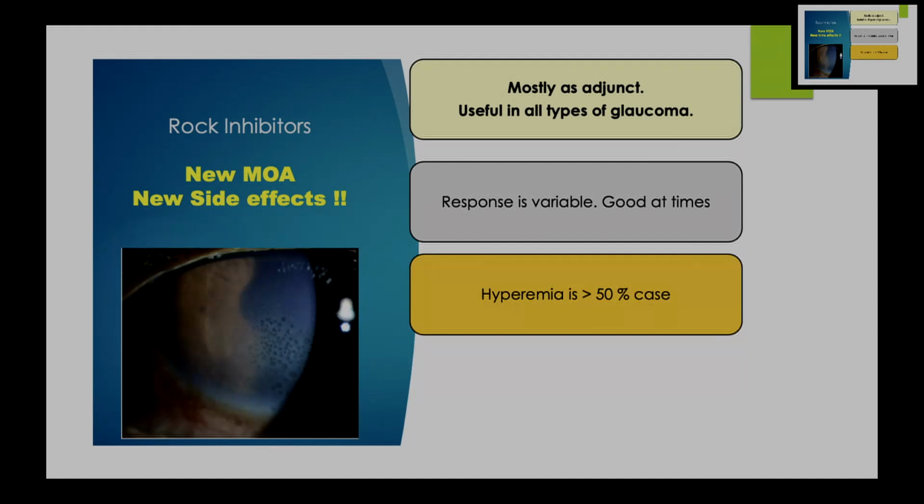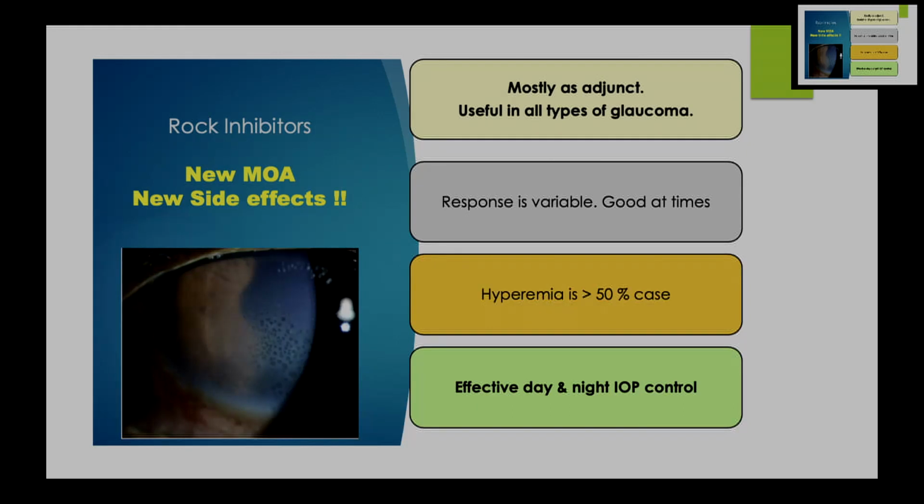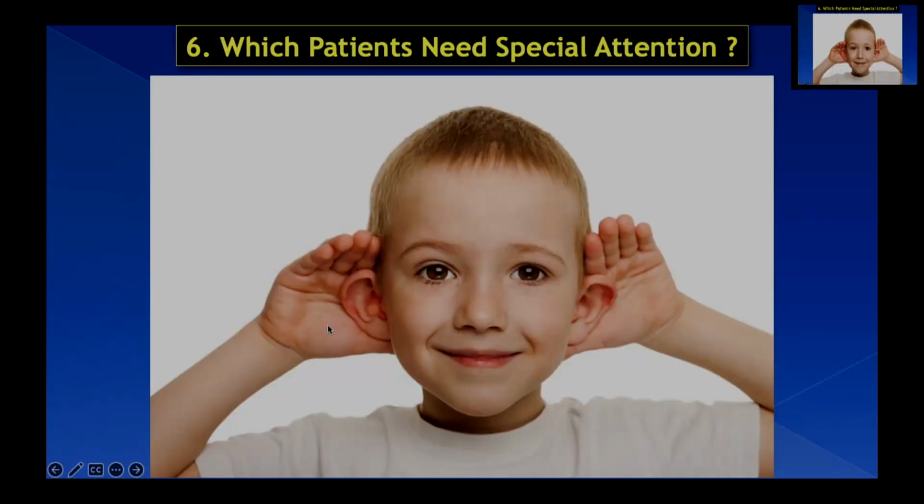However, they come with some newer complications. The hyperemia rate is very high. But at the same time, you have other risk factors like subconjunctival hemorrhages, and sometimes you can develop these reticular corneal edema. Also in a busy practice, you need to classify your patient, which patient needs extra attention, which patient we can be seeing as a routine case.